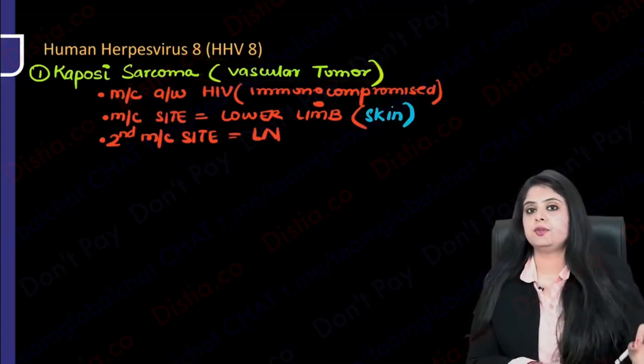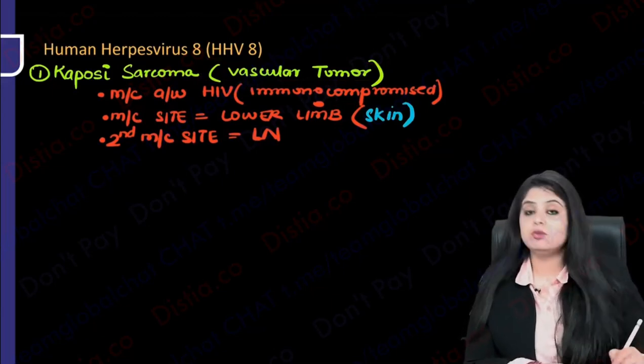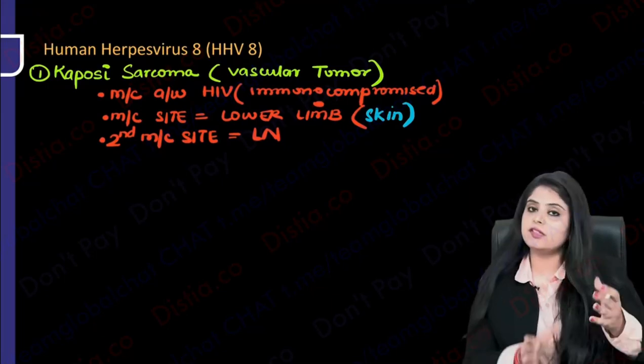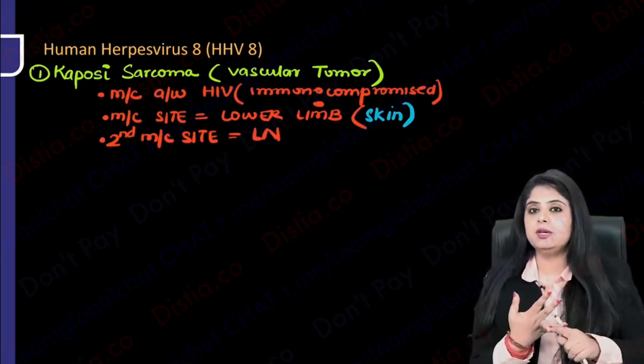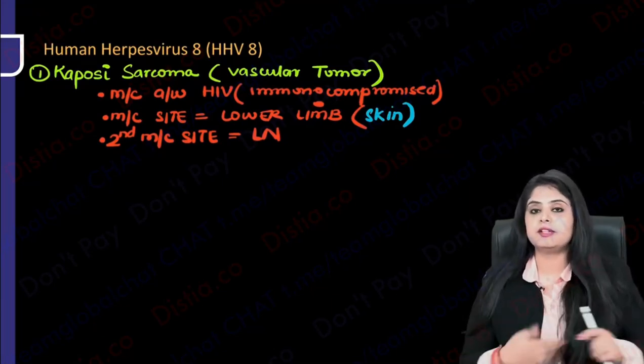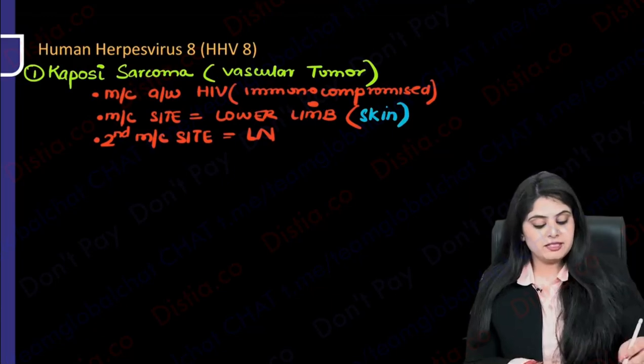All details I have taught you in pathology. Integrate, that is how you will be able to study. So the same things I taught you in patho. It is associated with HIV. Most common site is the skin of the lower limb. The second most common site is going to be the lymph node. Let's integrate the second thing.